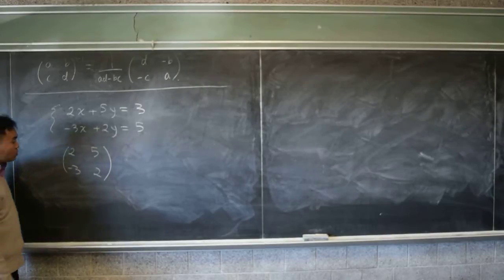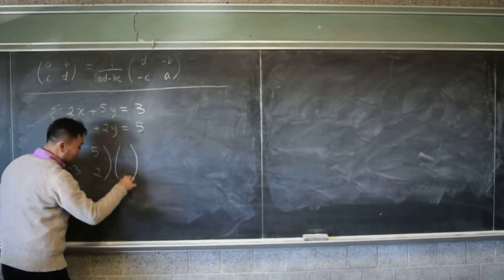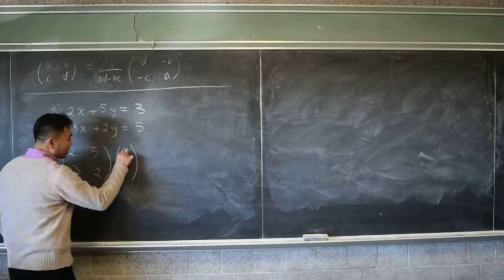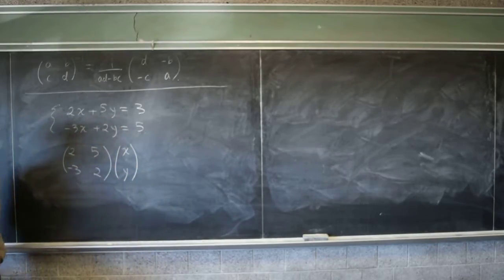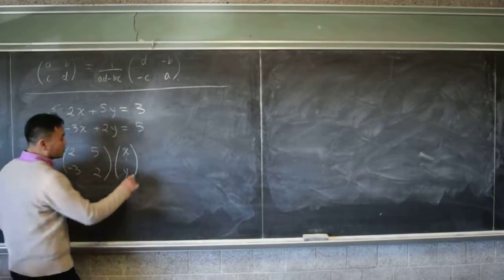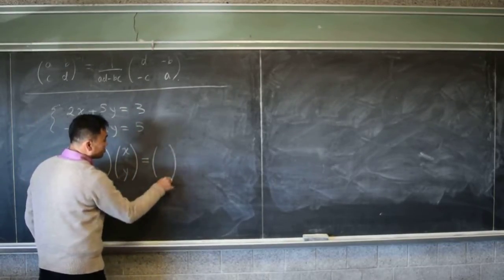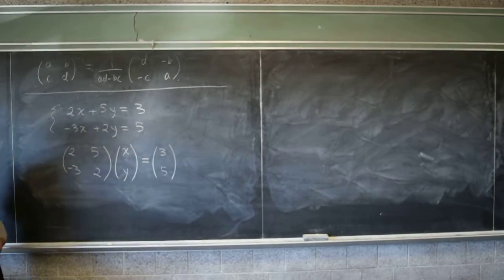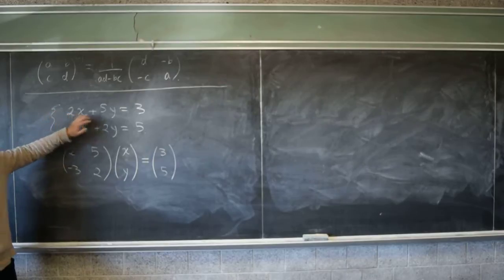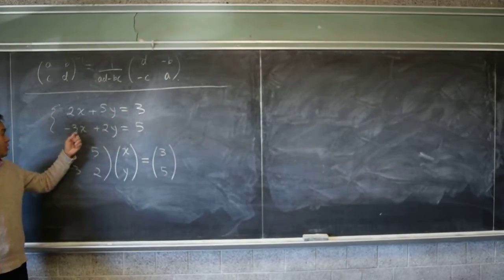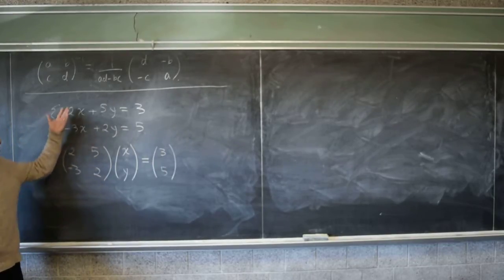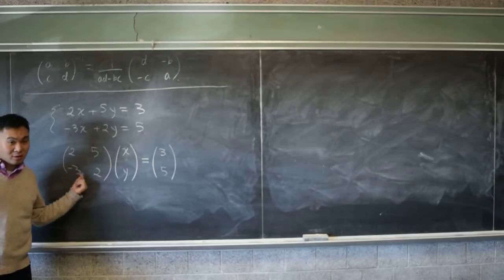And then you write, right next to it, something called the matrix of unknowns, which are the unknown variables, x, y. And you set it equal to the numbers on the right. So in the case when you have ax plus by equals a number, cx plus dy equals another number, you can always represent this system of equations in this format.